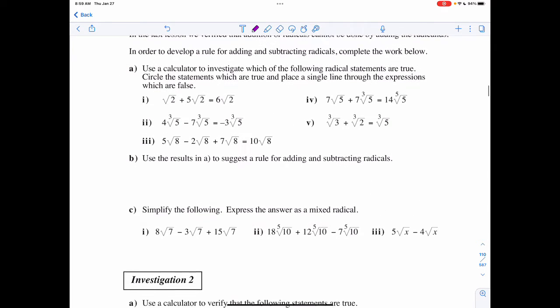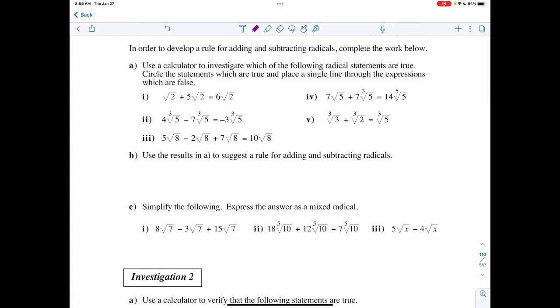So the first thing that we do is we take some possibilities and we put them into our calculator to see which are true. So if I take the square root of 2 plus 5 root 2, is that the same as 6 root 2? Well, I'd put the left side into my calculator, the right side into my calculator, and then if they wind up coming up with the same number, then it's true. And in this case, yes, it is.